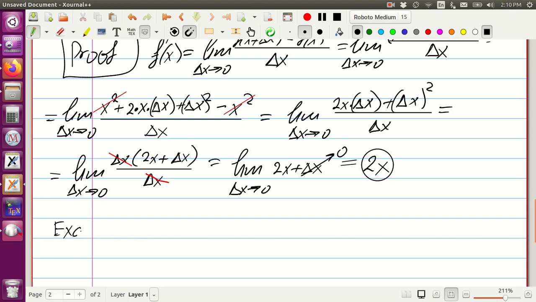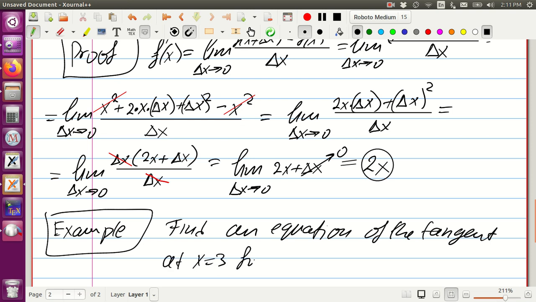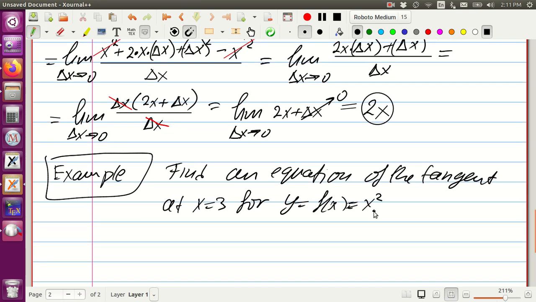But let's do a short example for this theorem that we just proved. The assignment says: find an equation of the tangent line at x equals 3 for y equal to f of x equal to x squared. So let's do this out.